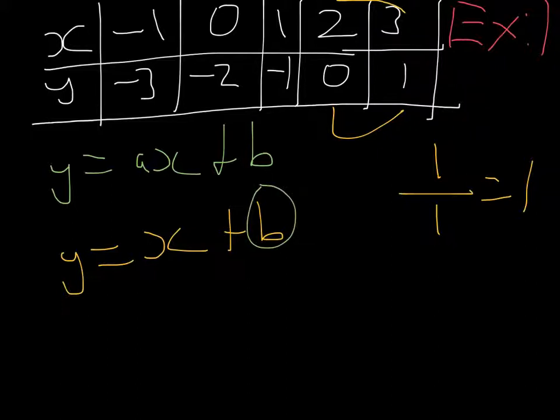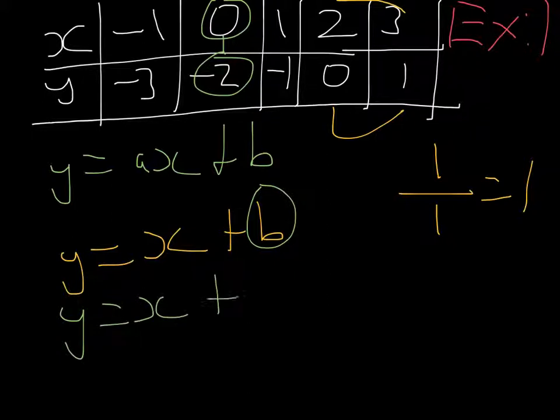So we could just look down to 0. Look down, it's minus 2. So y equals x plus minus 2. And plus minus equals minus.